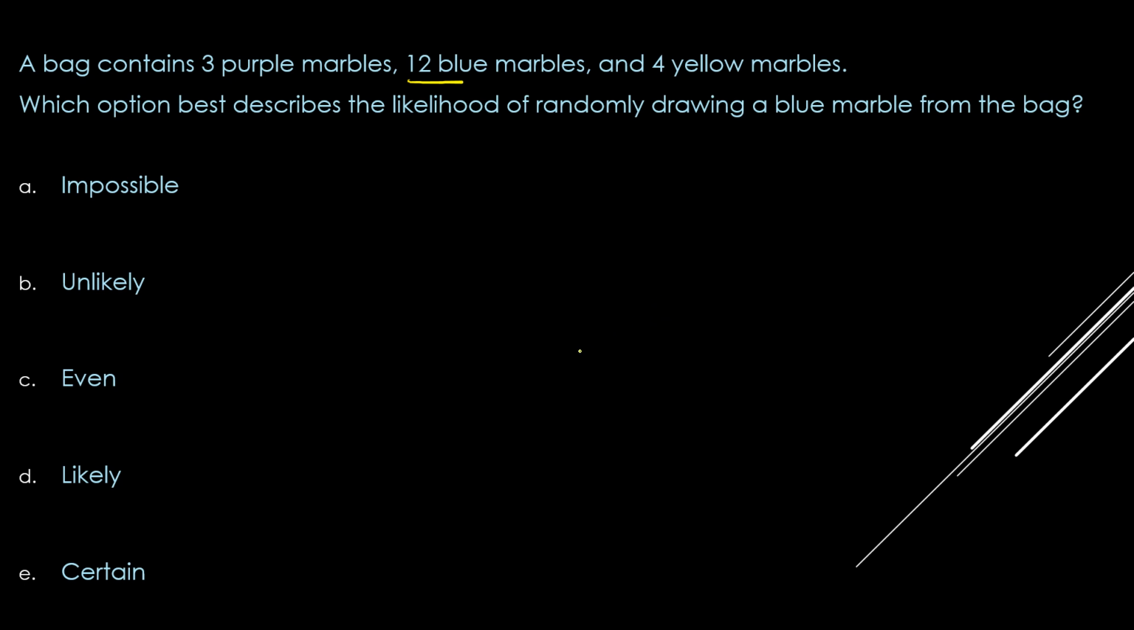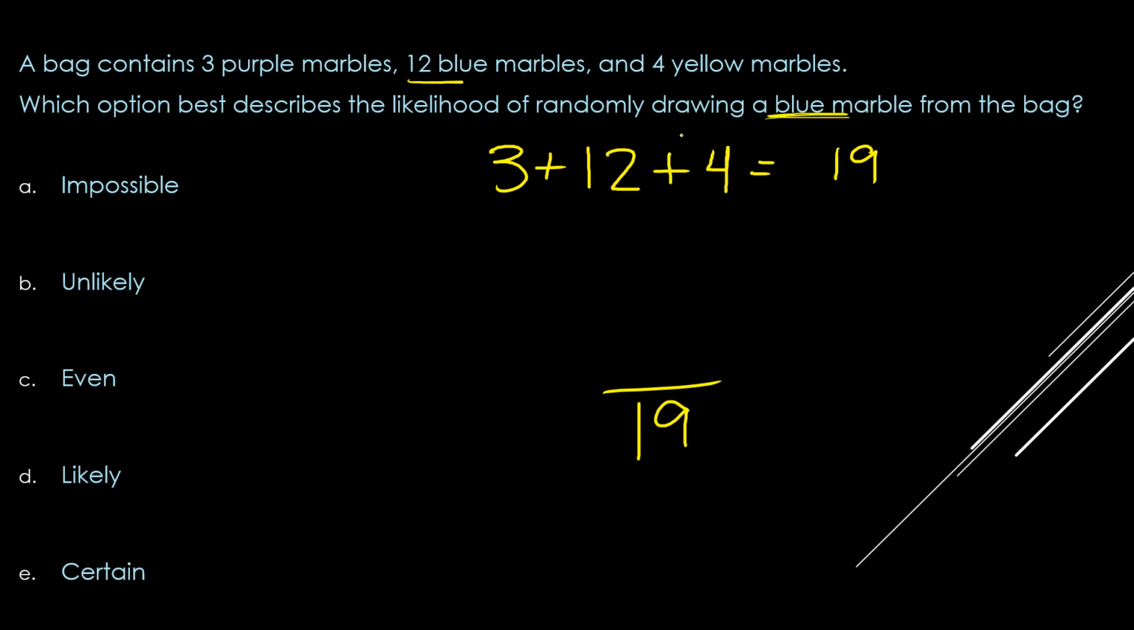And to do that, I'm just going to add up all my different colors. So I have 3 purple plus 12 blue plus 4 yellow. So 3 plus 12 is 15. 15 plus 4 is 19. So I have 19 total marbles, and I want to pay attention to drawing a blue one. And there are 12 blue. So I would have a 12 out of 19 chance of picking a blue marble.